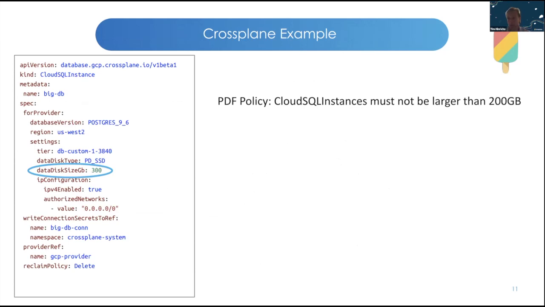Let's say that in our PDF and our wiki, the real policy that we have is that all Cloud SQL instances must not be larger than 200 gigabytes, or some other smaller number. So now the question becomes, how do you use OPA and policy as code to enforce this policy and make sure that the developer doesn't deploy a database that's too large?